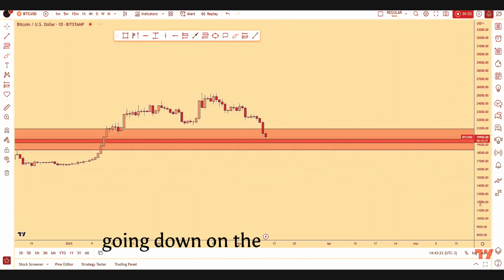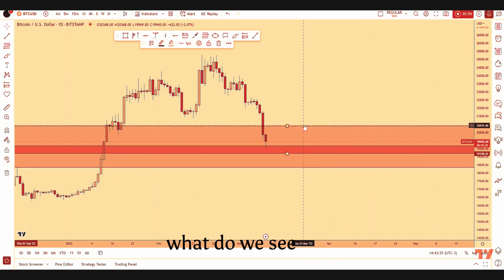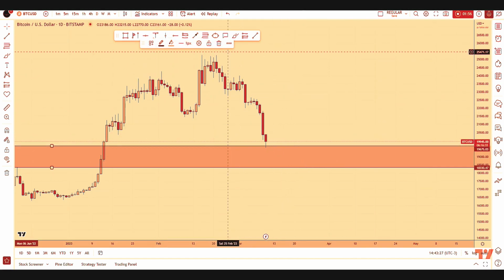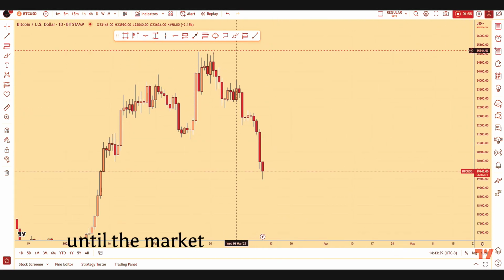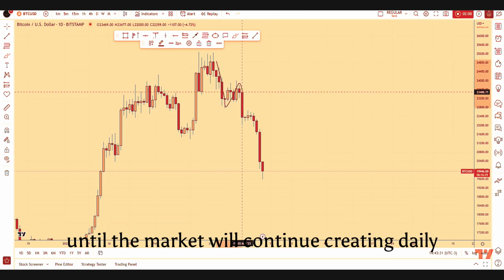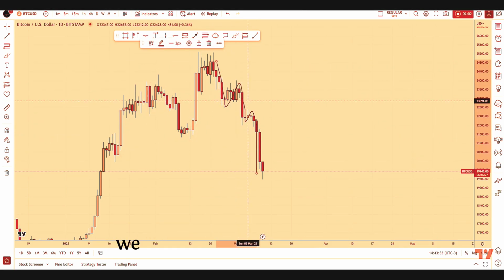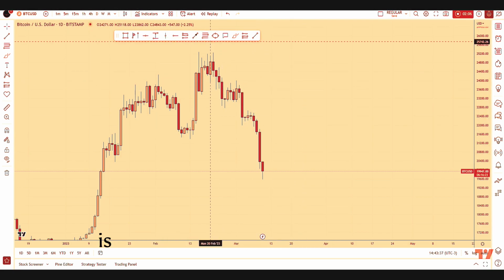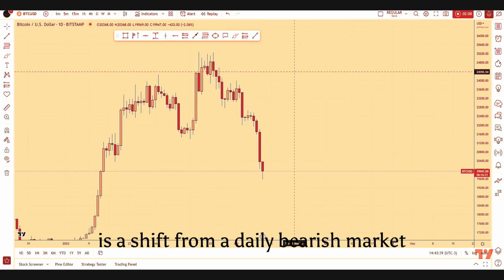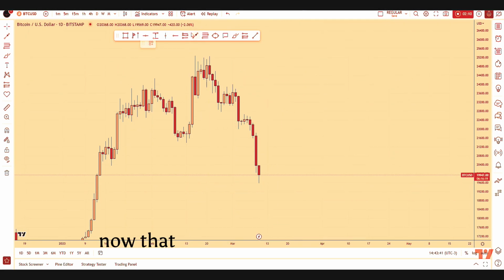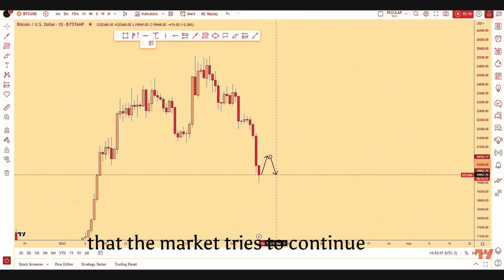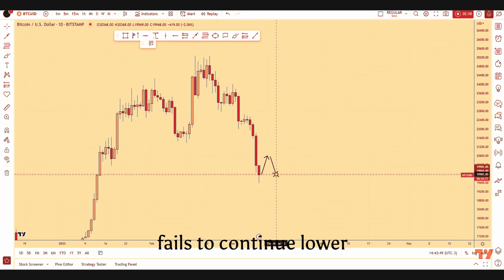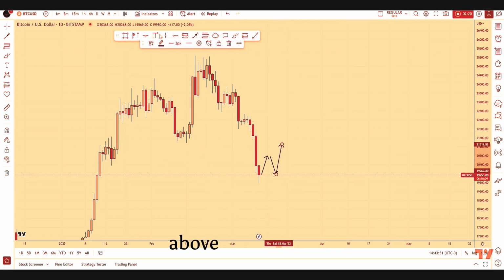Going down on the daily time frame, what do we see? Now, from a daily perspective, we can see that until the market will continue creating daily lower lows and lower highs, we will remain in a bearish state. So what we need here is a shift from a daily bearish market to a daily bullish market. Now, that could come in many forms, but the easiest form is to see a correction that the market tries to continue lower, fails to continue lower, and manages to break above the structure.